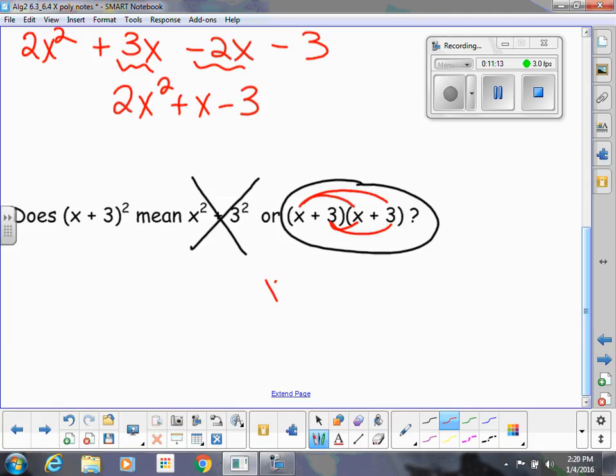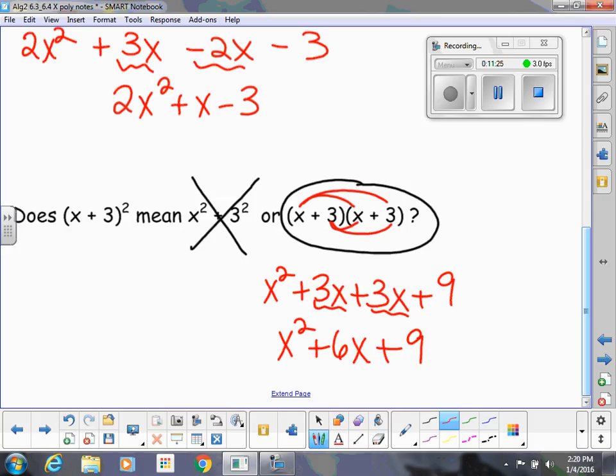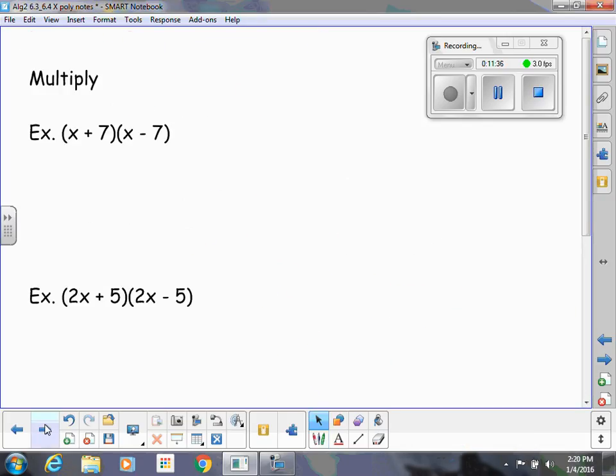All right, so I would have x squared plus 3x plus 3x plus 9. So when I combine those, I actually get a 6x. Notice I would have gotten the wrong answer if I tried to do this, right? We don't want to do that. That gives us the wrong answer. All right, moving on. Go ahead and, if you want to, pause the video. See if you can do this next problem on your own.